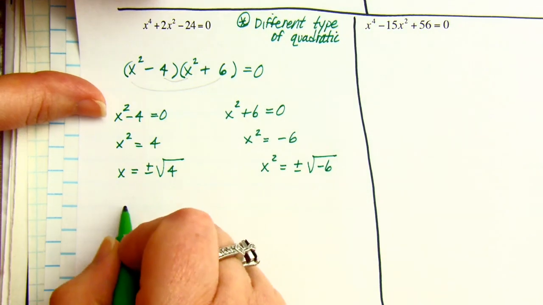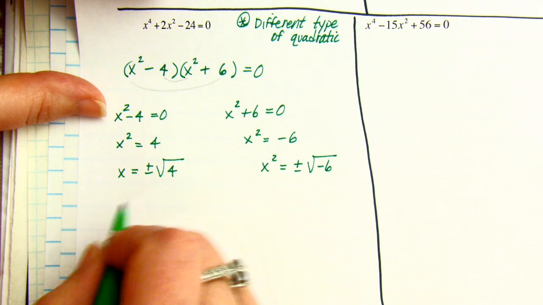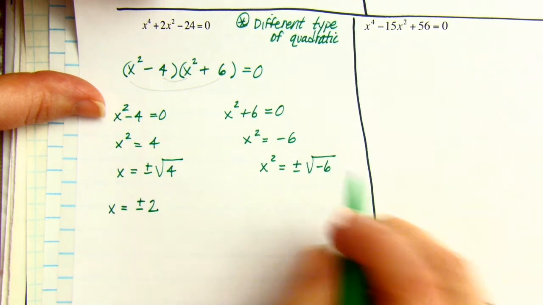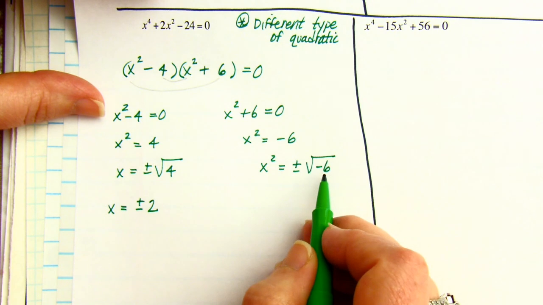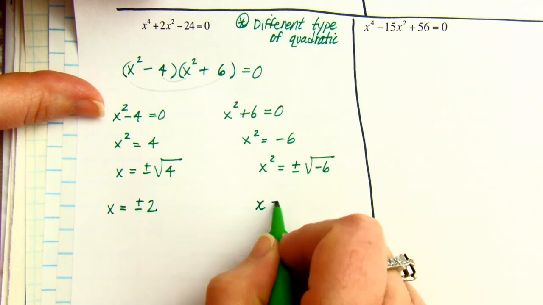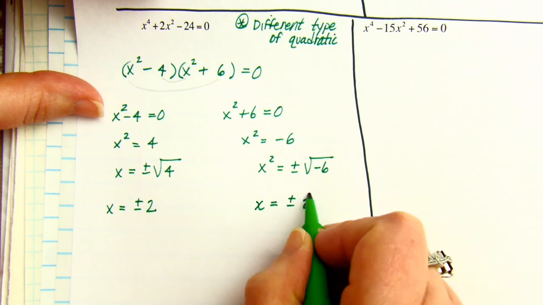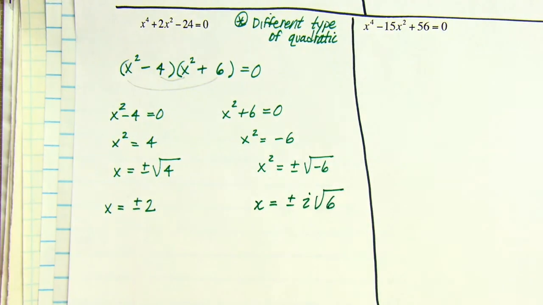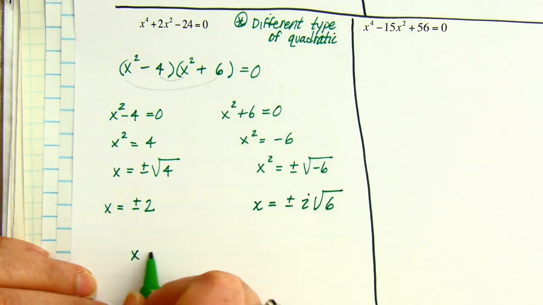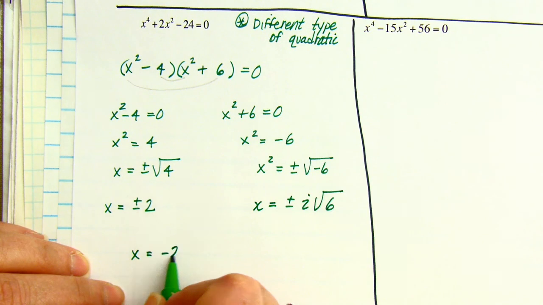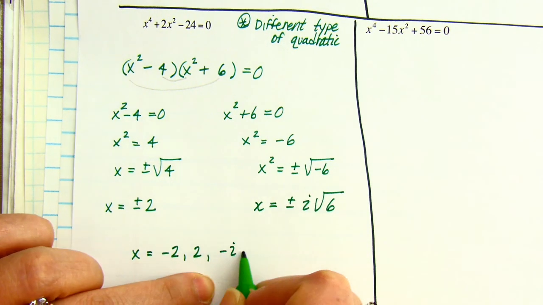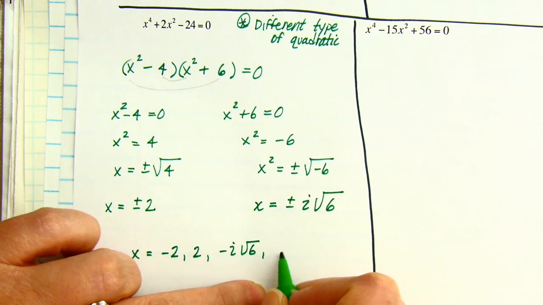All right. I'm going to simplify this because root 4 is 2. So x equals positive negative 2. This, I'm going to simplify by taking out the i. x equals plus or minus i root 6. 6 can't be simplified. If it could, then I would, but it can't, so I won't. My solutions are x equals negative 2, positive 2, negative i root 6, and positive i root 6.